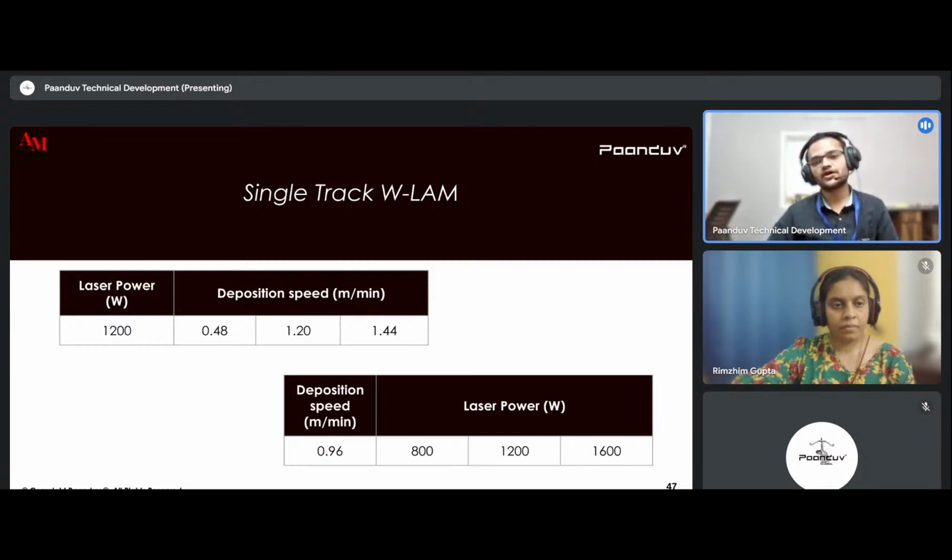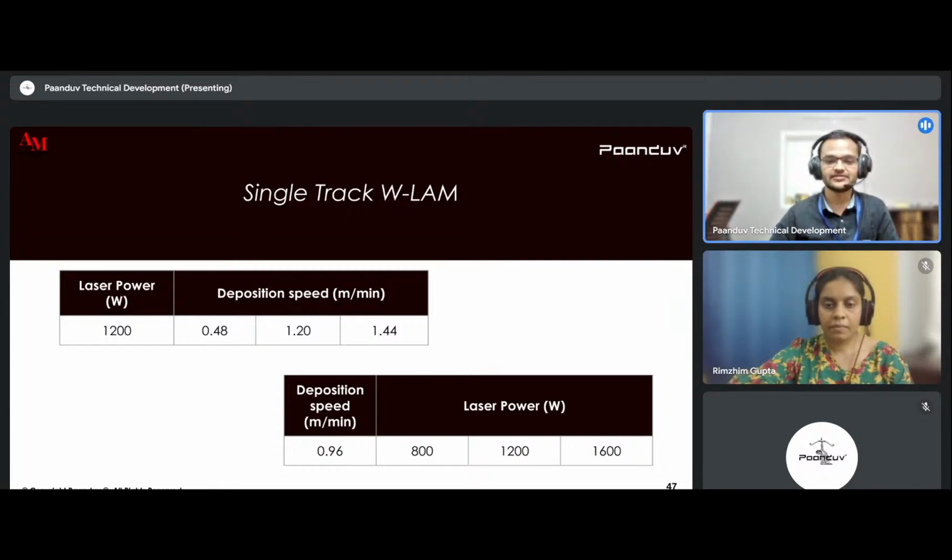For the case of variation in deposition speed, the laser power is capped at 1200 watts, and 3 different deposition speeds of 0.48 meters per minute, 1.2 meters per minute, and 1.44 meters per minute are chosen. On the other hand, for the variation in laser power, the deposition speed is capped at 0.96 meters per minute, and we have taken 3 different laser powers: 800 watts, 1200 watts, and 1600 watts.